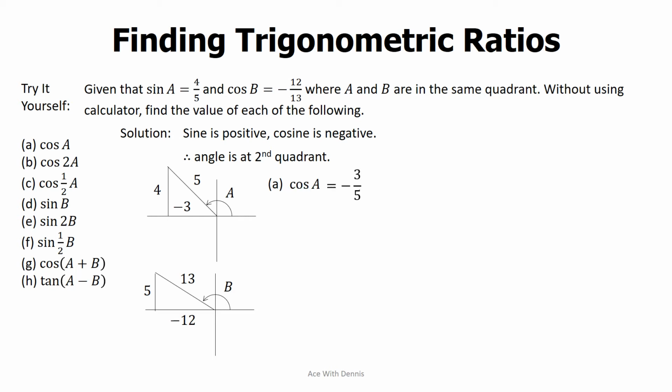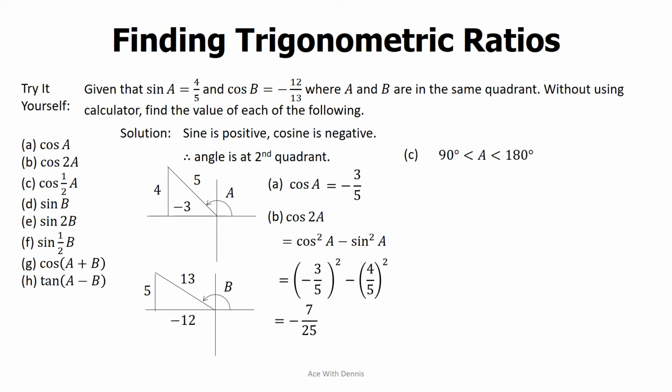A. Cosine A is -3/5. B. Cosine 2A. This is a double angle, hence we can apply the double angle formula, where we can choose cosine square A minus sine square A. From the diagram we can get cosine A is -3/5, sine A is 4/5. So cosine 2A will be -3/5 square minus 4/5 square. And we get the answer -7/25.